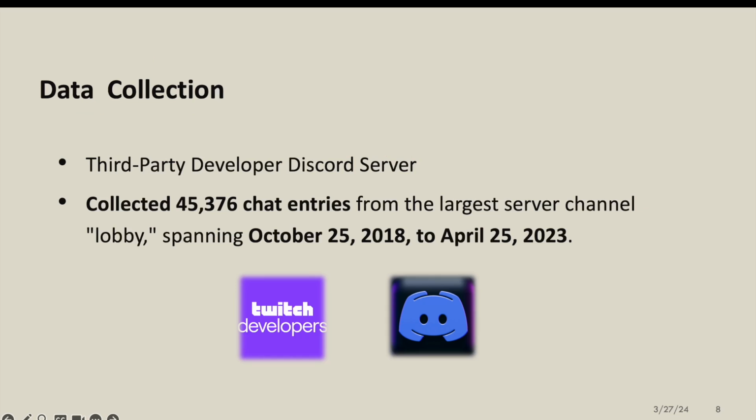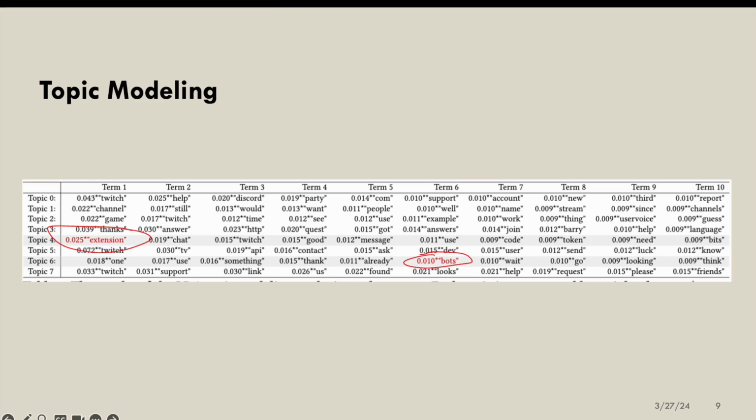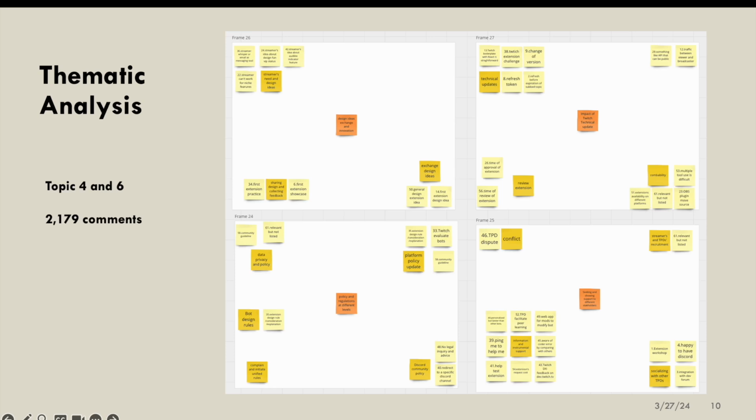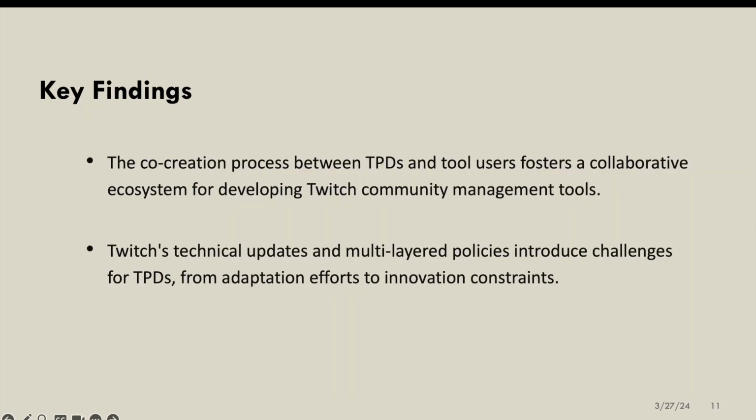Our research journey began with an extensive collection and pre-processing of Discord chat entries, focusing on the rich conversations among TPDs. We collected about 45,000 chat messages from the largest channel in this Twitch developer server. Then, we ran topic modeling to identify the bot-related topics. Finally, we focused on topics 4 and 6. We undertook an exhaustive analysis of 2,179 comments related to extension and bot, employing a hybrid of inductive and deductive coding to extract themes. We want to highlight two key findings.